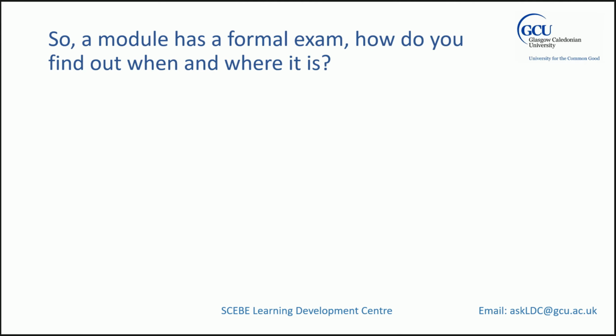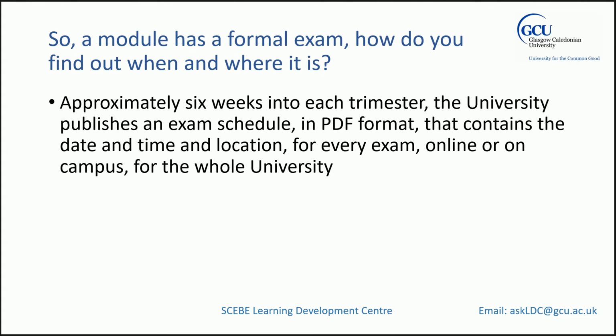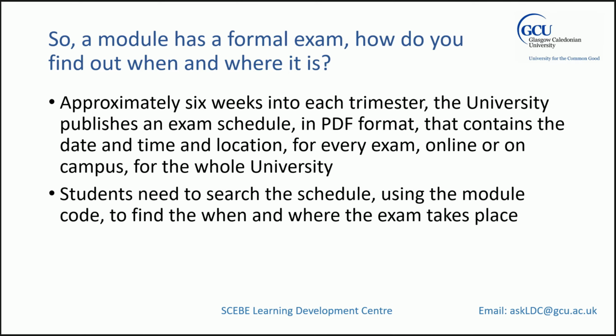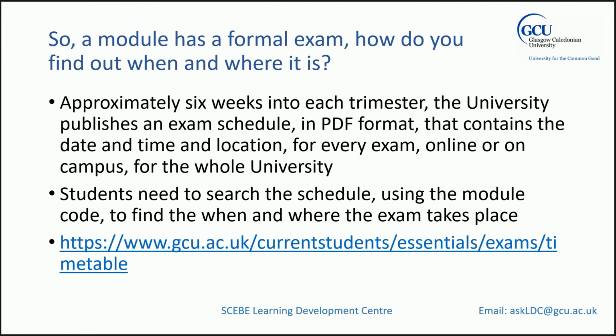So a module has a formal exam. How do you find out when and where it is? Approximately 6 weeks into each trimester, the university publishes an exam schedule in PDF format that contains a date and time and location for every exam, online or on campus, for the whole university. Students need to search the schedule using the module code to find when and where the exam takes place. That's the link that will get you there as well.